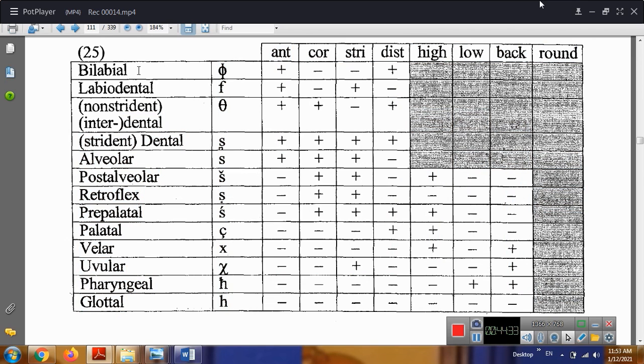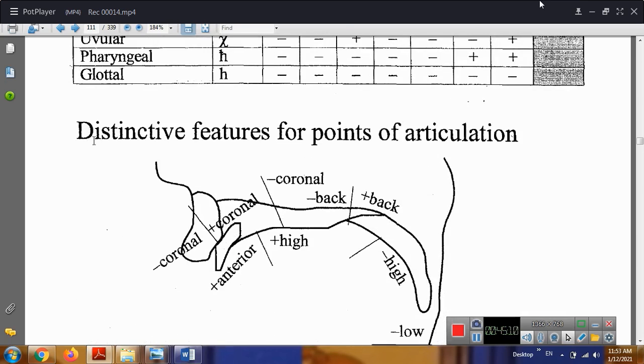As you see in this table, bilabial, labiodental, interdental, dental, and alveolar, all the sounds up to the alveolar are anterior. Therefore, based on this table you can remember what I told you about this feature. Bilabial, labiodental, interdental, dental, and alveolar are all plus anterior, and from the interdental to prepalatal we consider them as plus coronal.